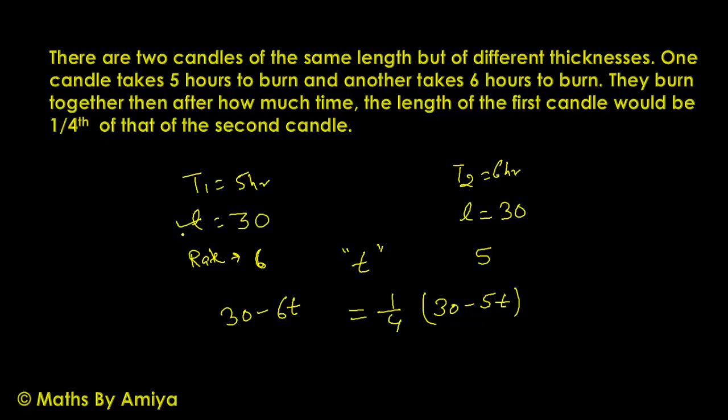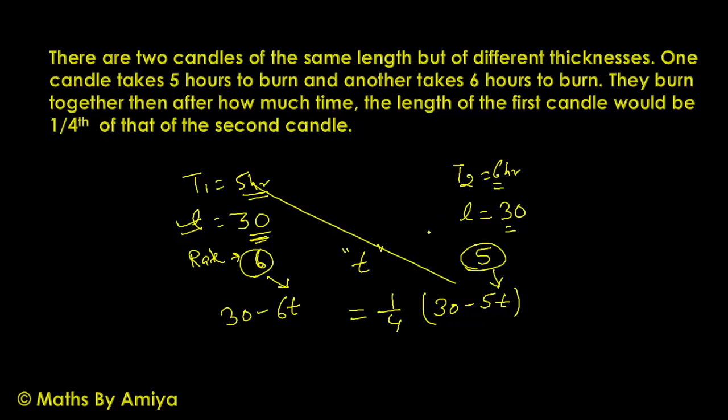Here we have considered length is nothing but the product of time, that is 30. And we find the rate of burning, that is nothing but the speed. For both the cases, we write an equation. In time t, the burning would be 6t. Here the burning is 5t. Length left is total length minus burning length, 30 minus 5t. And here 1/4 of the second candle. So 1/4 goes with the second candle. And we solve and get the answer.